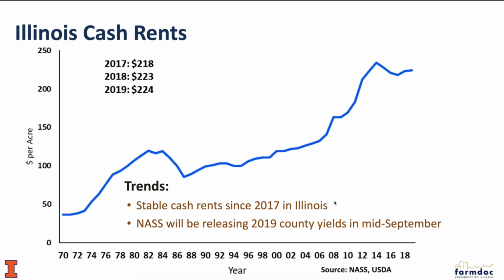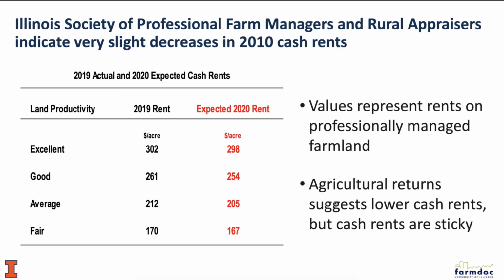$224 per acre was the cash rent for 2019. That actually was up a little bit from 2018, when we had $223 per acre. Our expectations, and we're just beginning to get expectations of what 2020 cash rents will be like: a number of people are saying that they expect no downward movement in those cash rents.